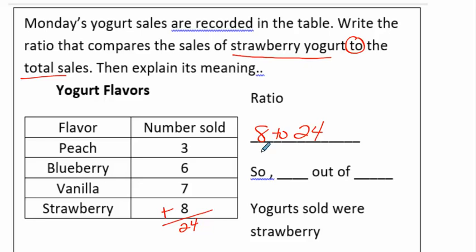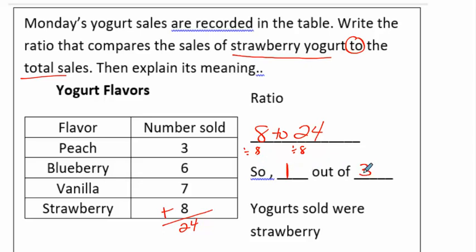All right, you should have got 8 to 24. And then if I want to simplify it, always simplify and see if we can divide both of them by the same number. So I'm going to divide them both by 8. So 8 divided by 8 is 1, and 24 divided by 8 would be 3.